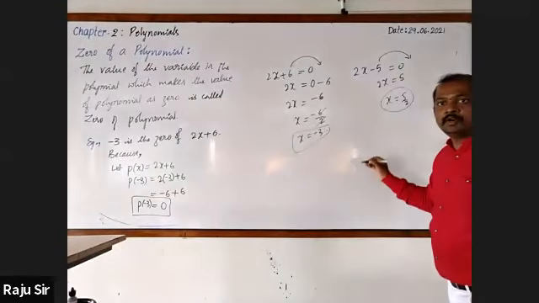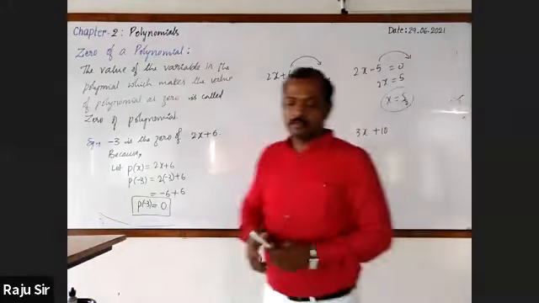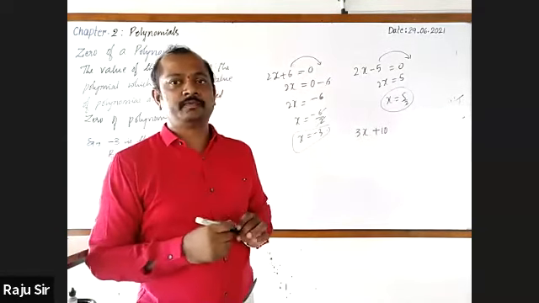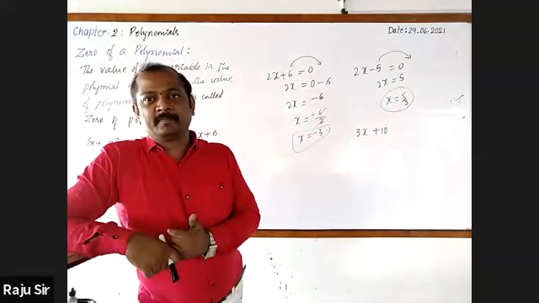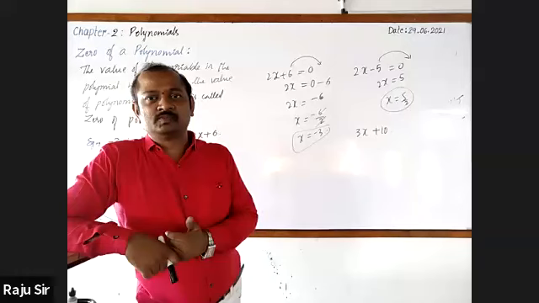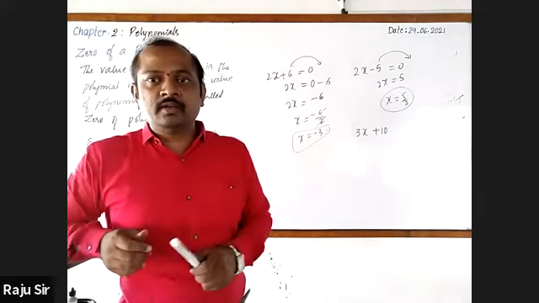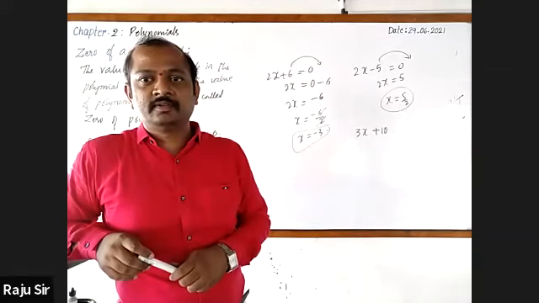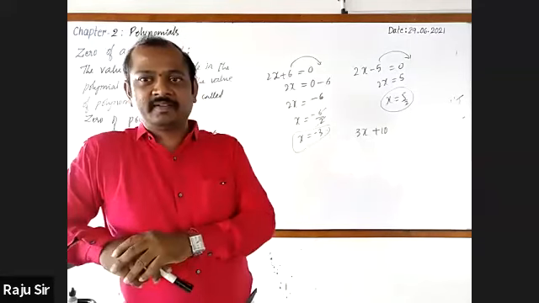What is the zero of the polynomial 3x plus 10? Anybody want to tell? Minus 10 by 3.